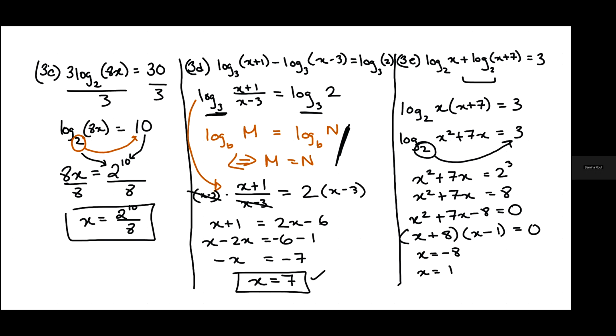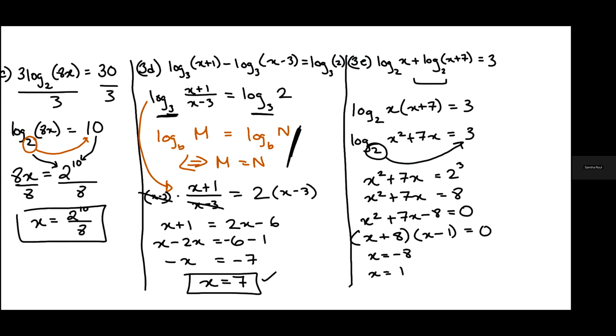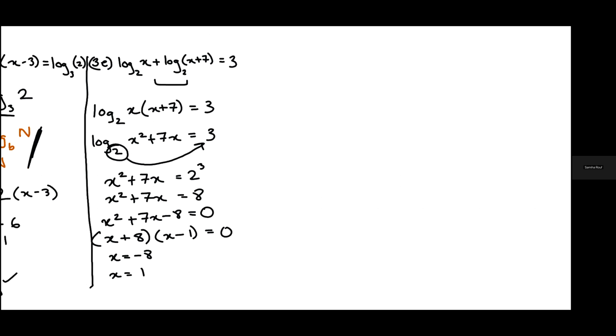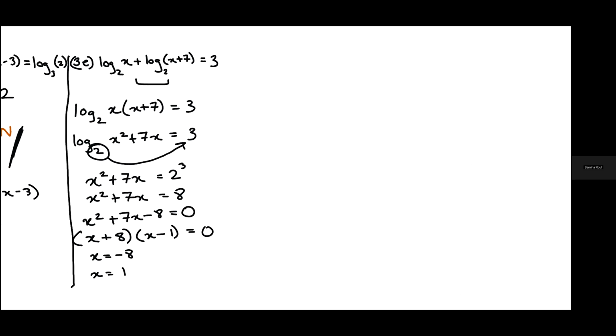Okay, now when you have more than one solution, definitely make sure you check whether or not they work for the problem. So let's go ahead and check our possible two answers. Let's start off with x equals -8. If I put that into our original problem, I get log 2 of -8 plus log 2 of -8 plus 7. Okay, already this doesn't work because you can't have a negative inside. So this is an undefined statement. So x equals -8 is not going to work.